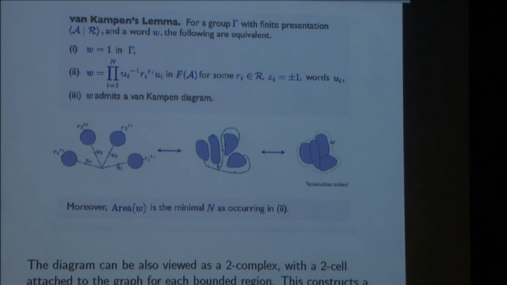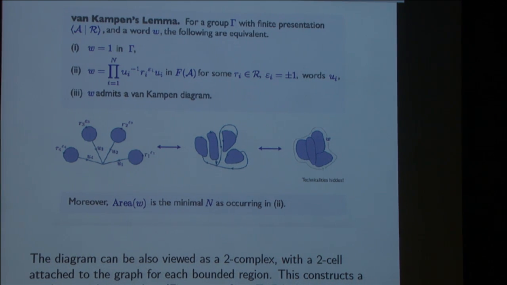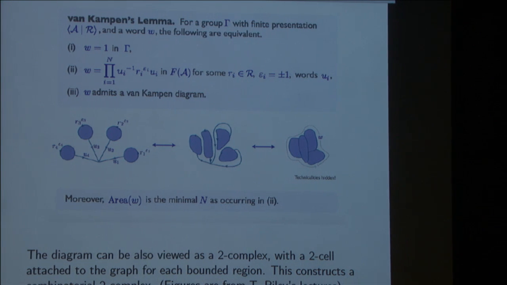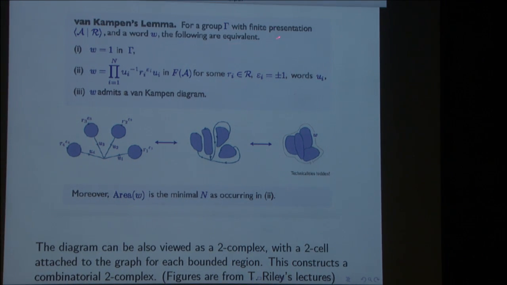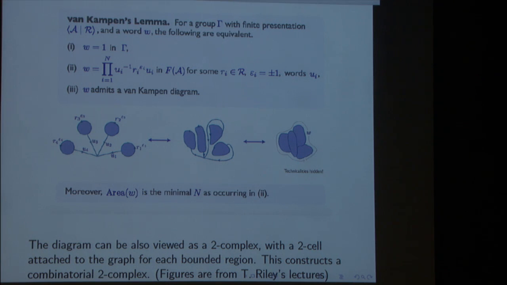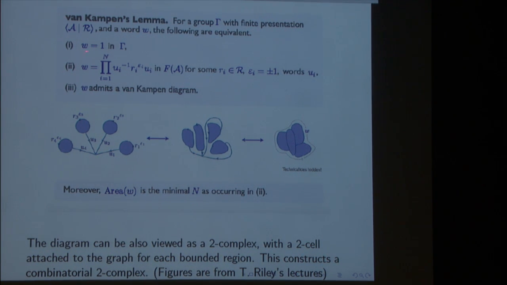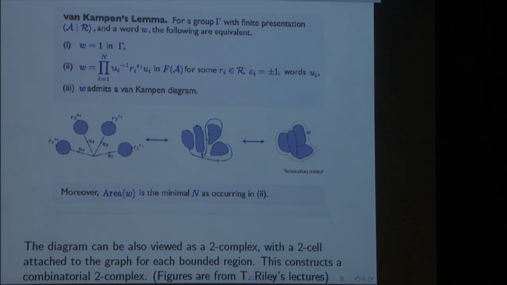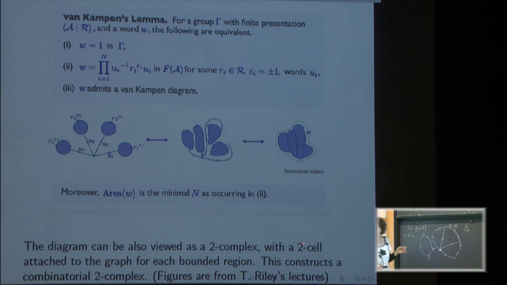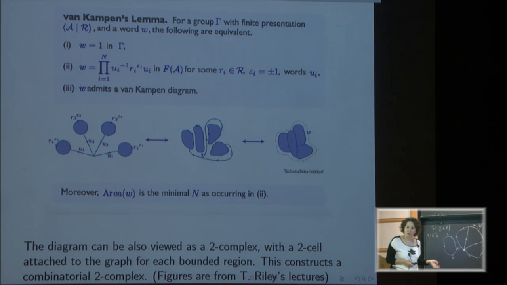Now, why do we need the diagram? Because one can prove the following lemma, and one can sort of see from the picture what's going on. Suppose we have a finite presentation and a word W. Then the following are equivalent. First of all, the word is equal to 1 in this group, which is now Gamma. This is a picture I borrowed from Tim Riley's lectures on filling functions. You can Google lectures on filling functions. He has such beautiful drawings that you cannot resist stealing them. So, the word is equal to 1.